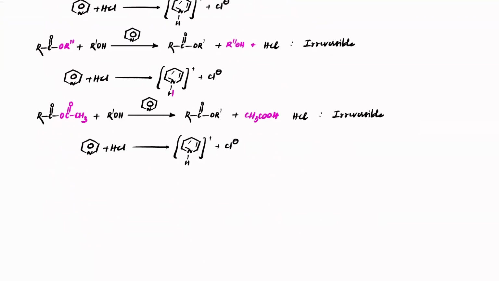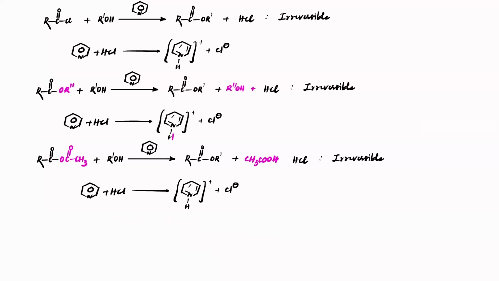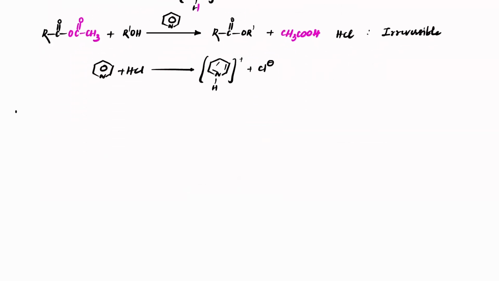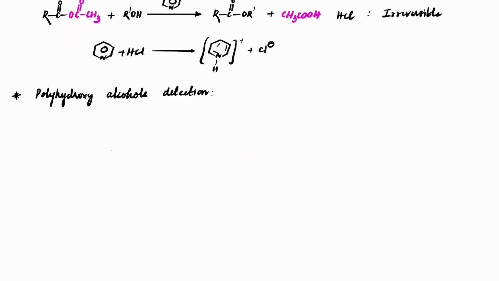Now this becomes a very, very important method of identifying how many OCH3 groups or OH groups are present. Let me explain what that means. If you have to figure out polyhydroxy alcohols, detection, how do we do that?